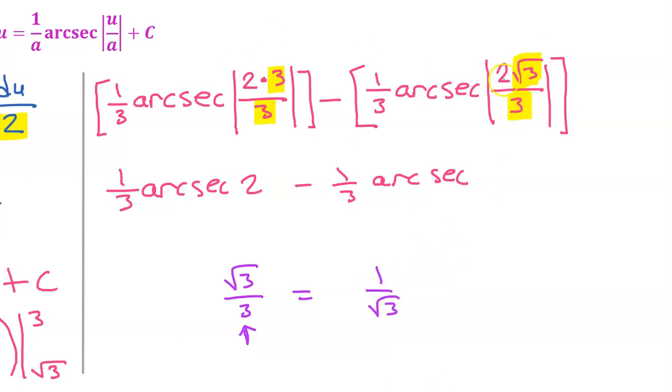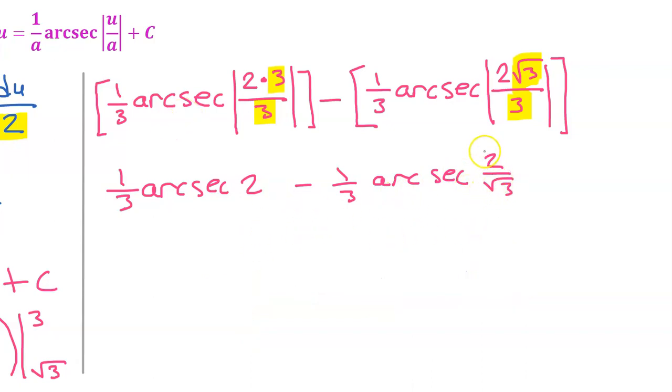But we do have this 2 in front, so this is really 2 times radical 3 over 3. So that makes this 2 times 1 over radical 3. And you can probably see that that is going to be the same as 2 over radical 3. So 2 radical 3 over 3 is the same as 2 over radical 3. So let's make that change and have the arcsecant of 2 over radical 3.